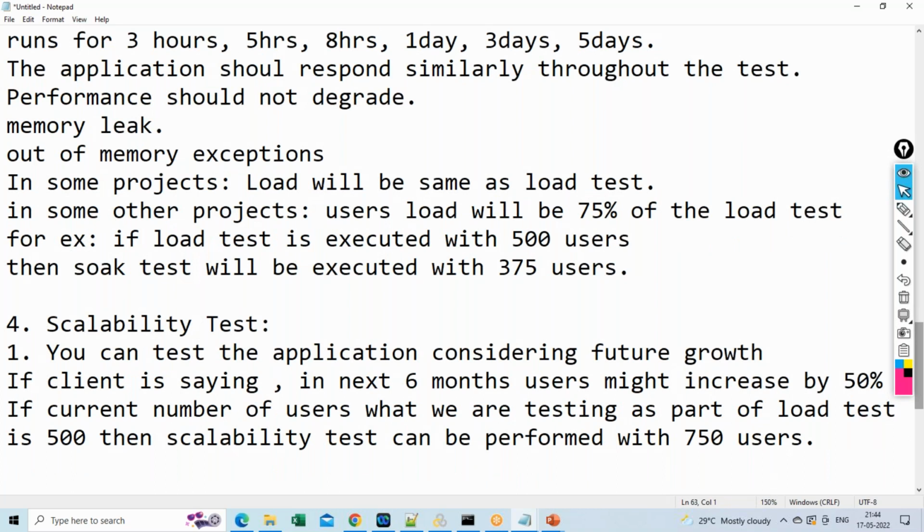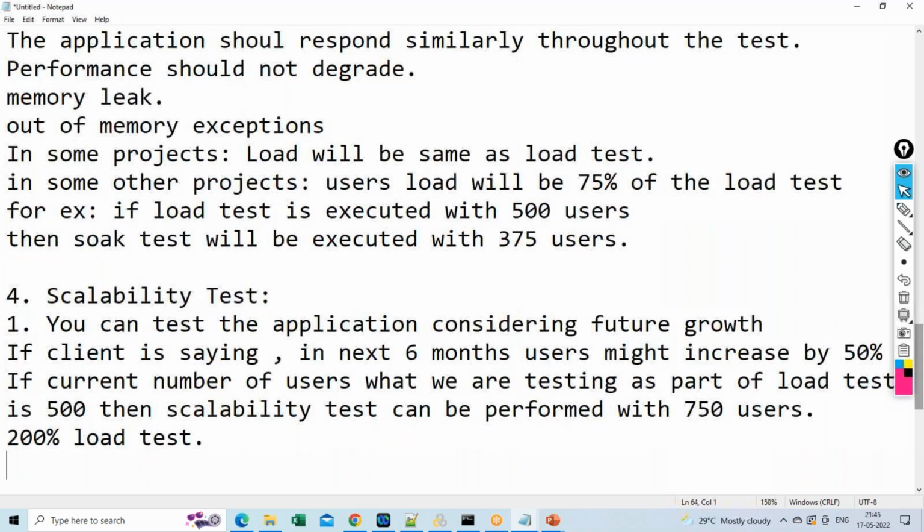But the information on how many users we have to test, the client will give. Generally, in the recent projects we have been working on, what we do is go for a 200% load test as part of the scalability test. The client might or might not tell you, but generally we go with 200% by default.